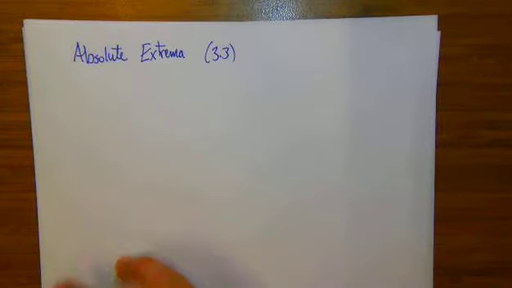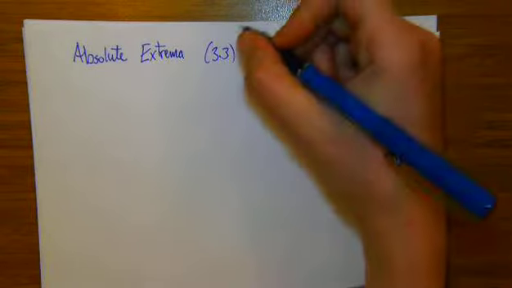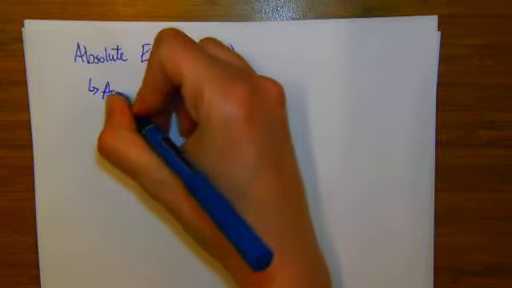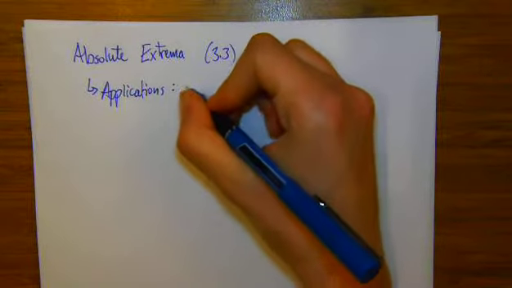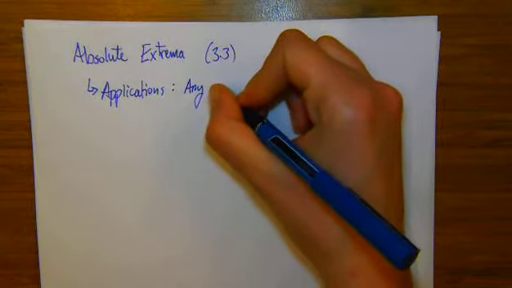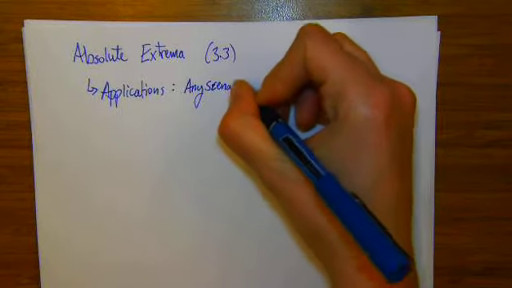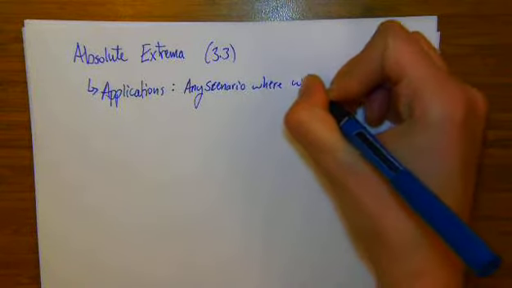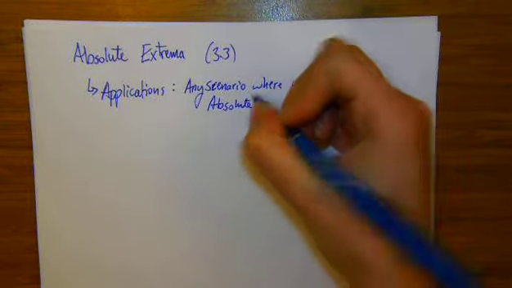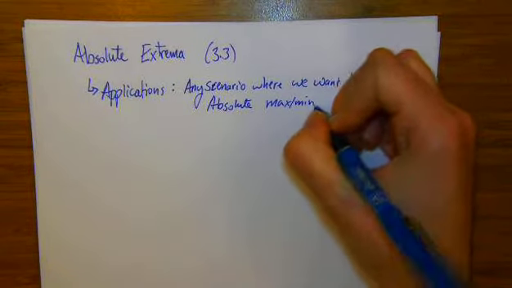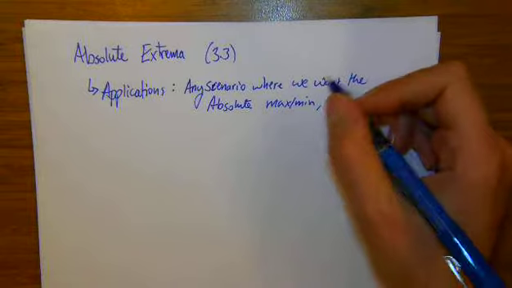All right. The idea of an absolute max or min is covered in 3.3. That's just the mechanics. How do I actually find the highest or the lowest point for a graph? And then applications of that: any scenario where we want to find a max or min? Our basic ones are called optimization problems.